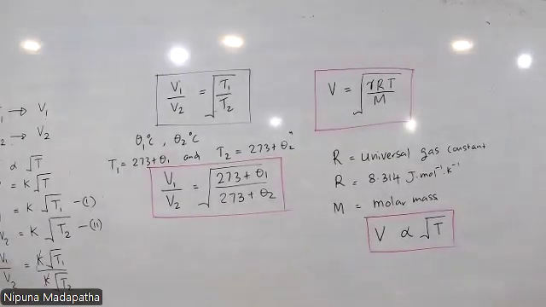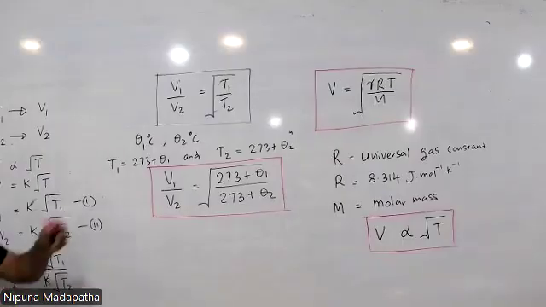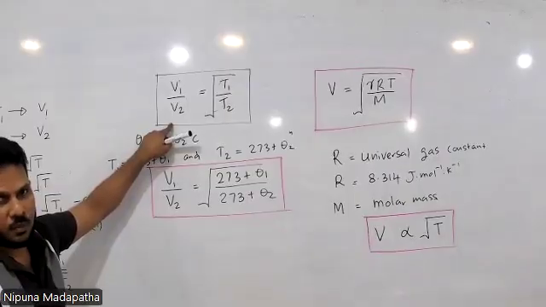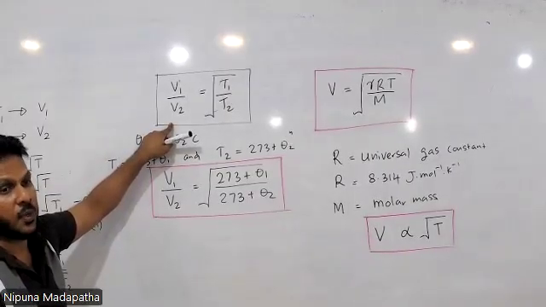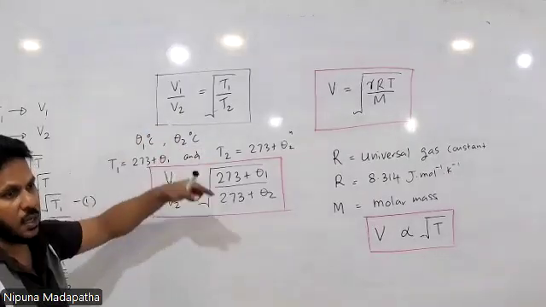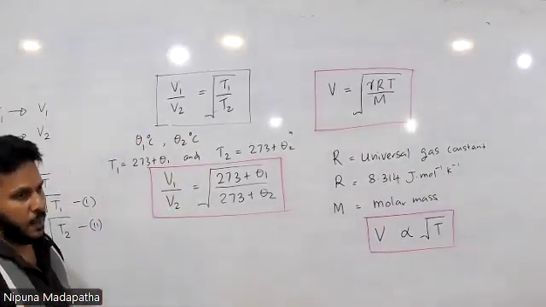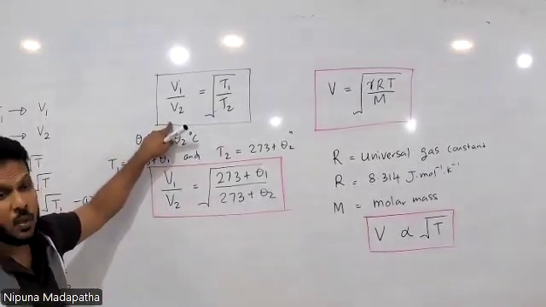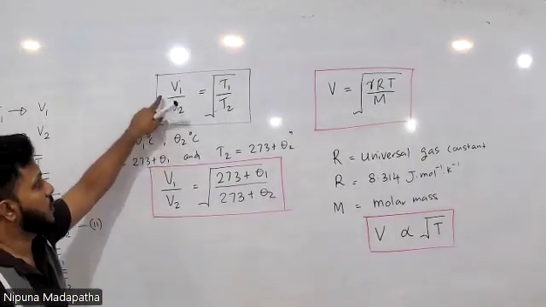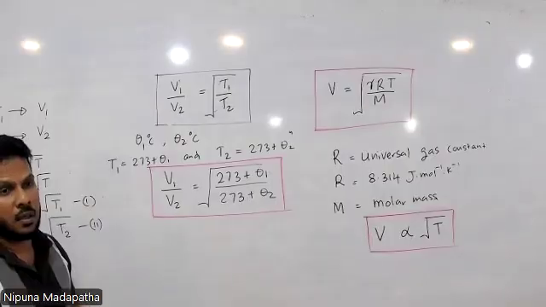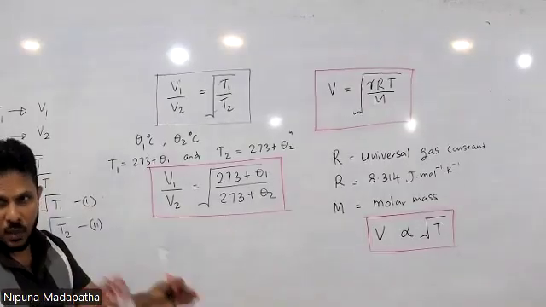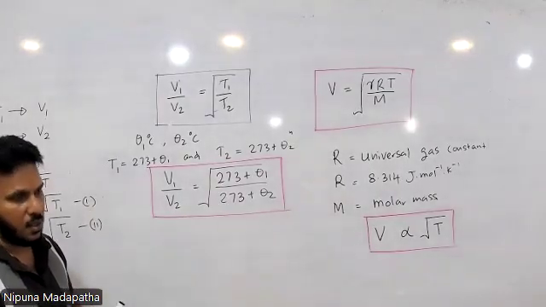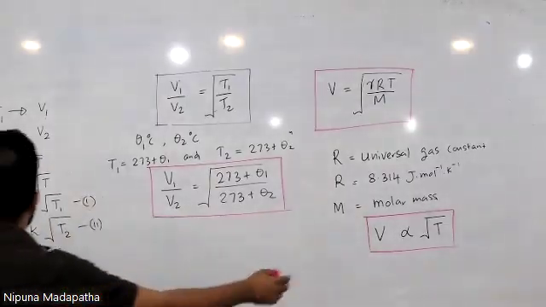Right. This equation is useful for resonance tubes. So this is the equation we use to get the relationship between the speed of sound in air at two different temperatures for a given particular gas. Correct? So you can extend this one, right?